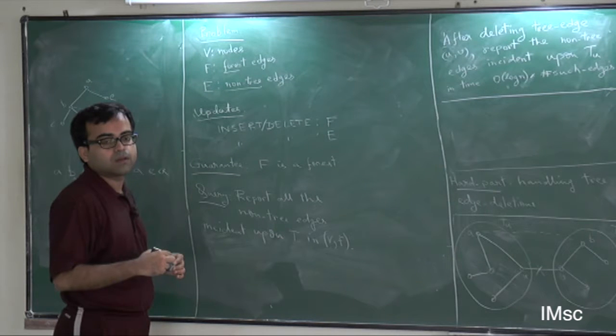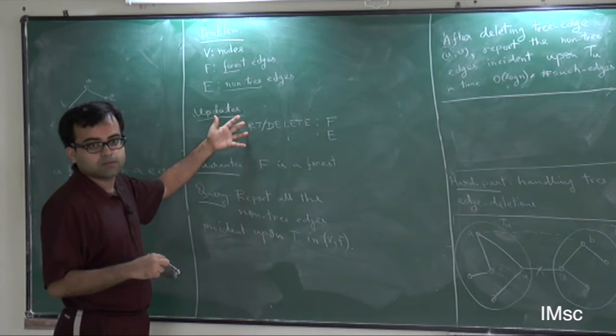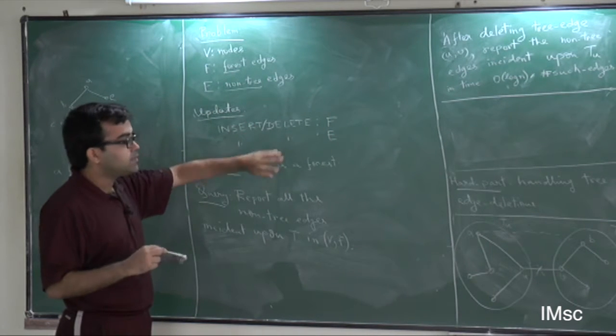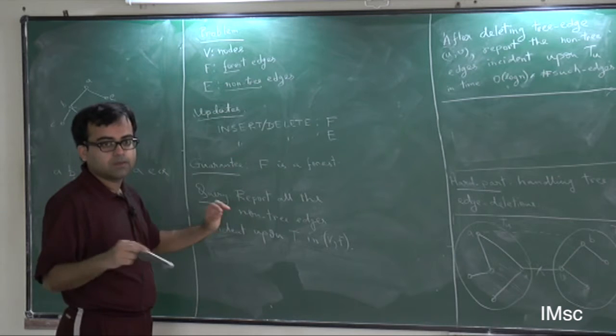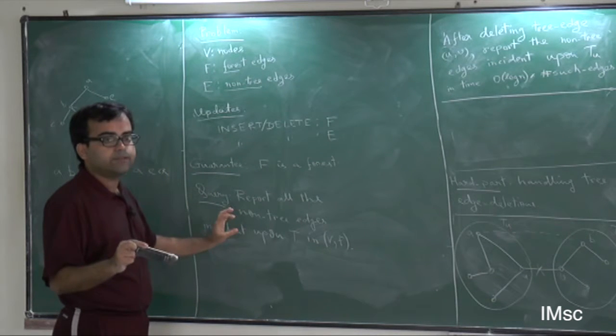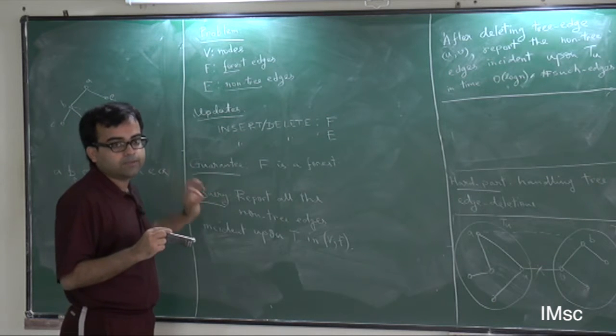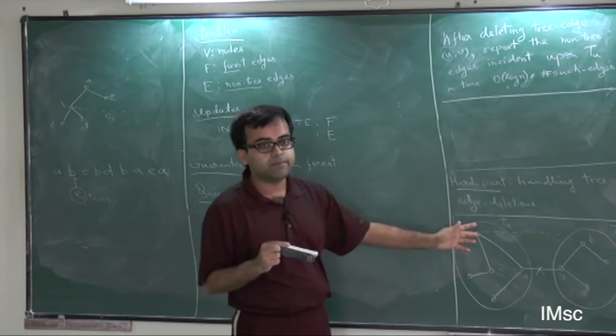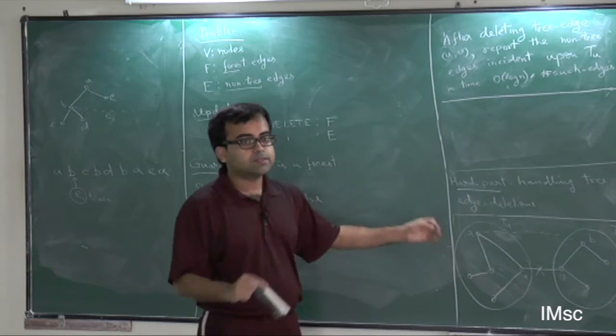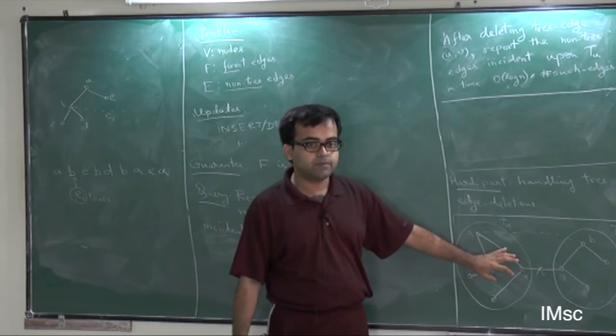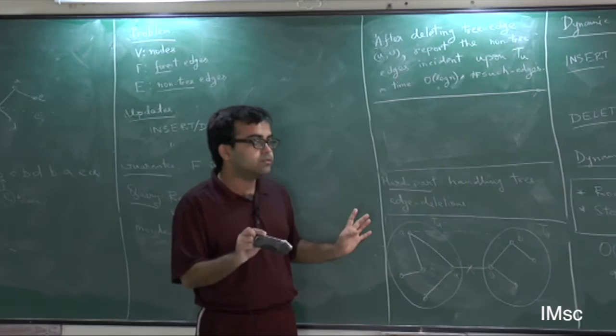Okay, but how do we know whether it's in F or in E before? That is given to us. I am not claiming that this will solve the dynamic connectivity problem. All I am claiming is that this will have a feature that will be very helpful in solving the dynamic connectivity problem, because you can think of the dynamic connectivity problem as being decomposed into two halves.